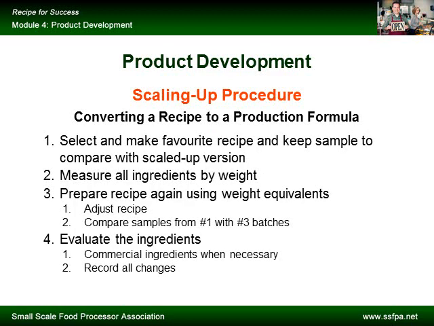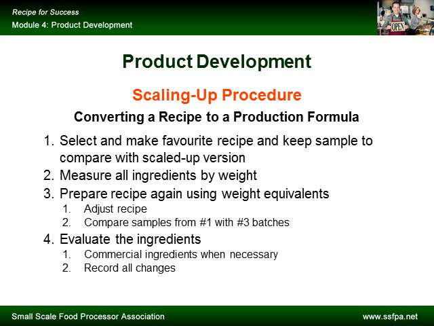The first step in converting your recipe to a production formula is to select and make up your favorite recipe. Keep the product for a comparison with the scaled-up product in step number 3. The second step is to take all of your ingredients that are by volume and convert them to weights. Do this and rewrite the recipe in terms of weights of ingredients.